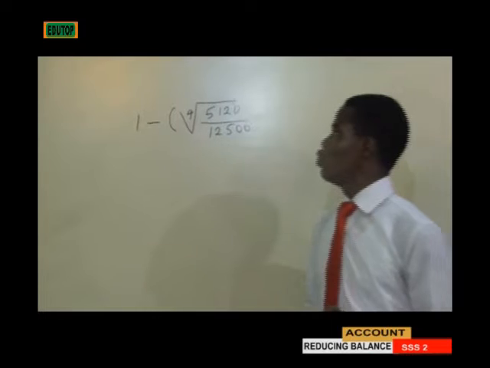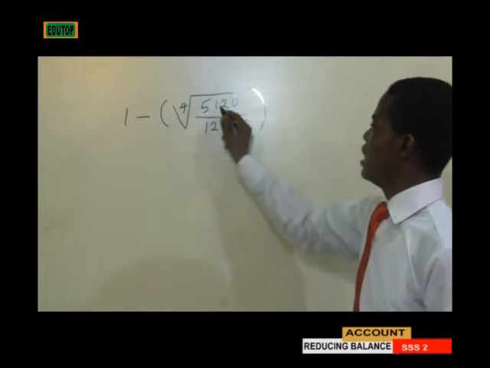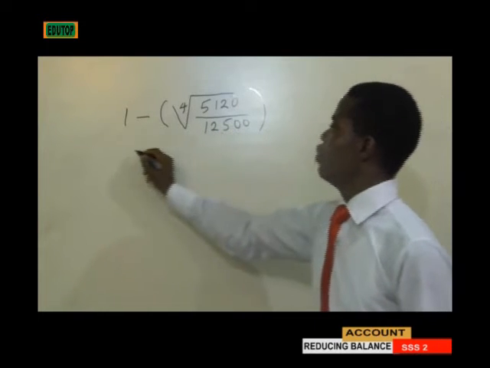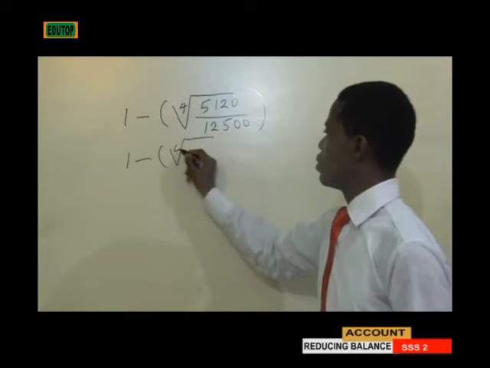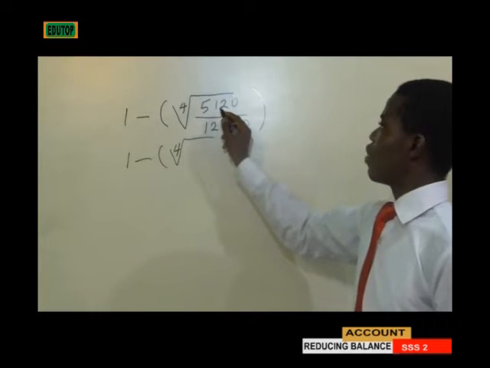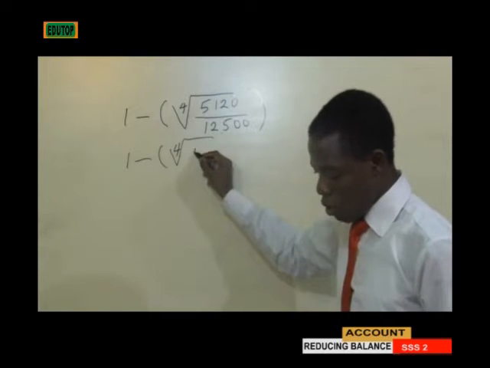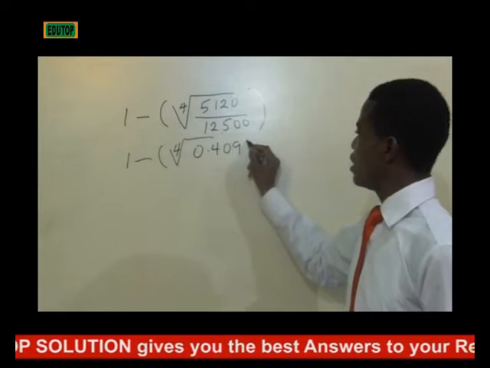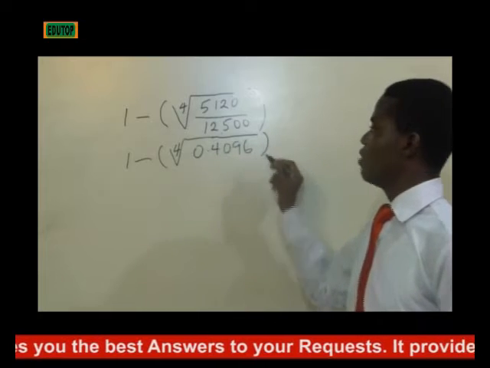The first thing you do here is find the division of this. You divide 5,120 by 12,500, and that will give you 0.4096. So that is what is going to give you at the end of the day.